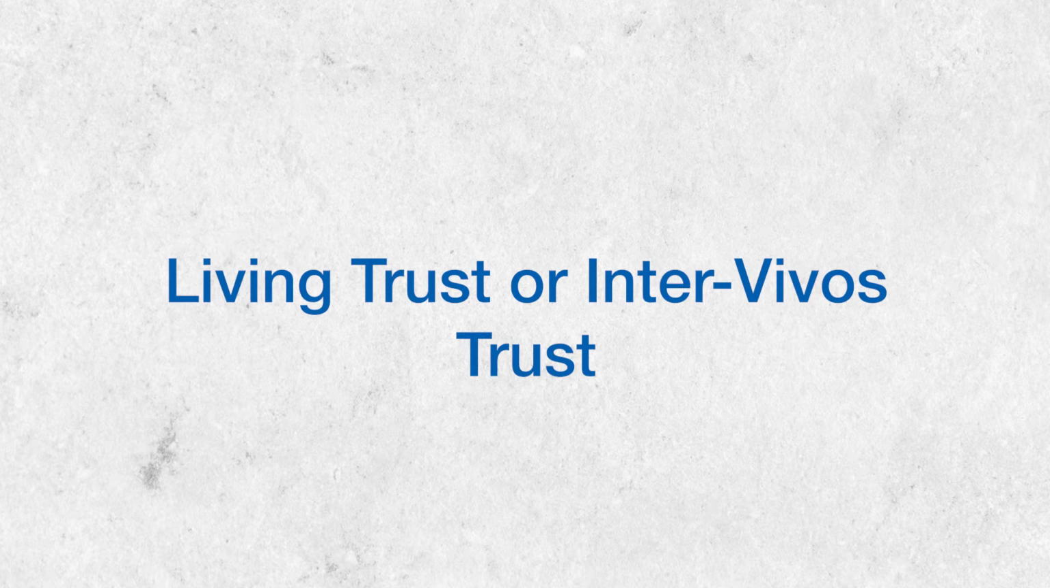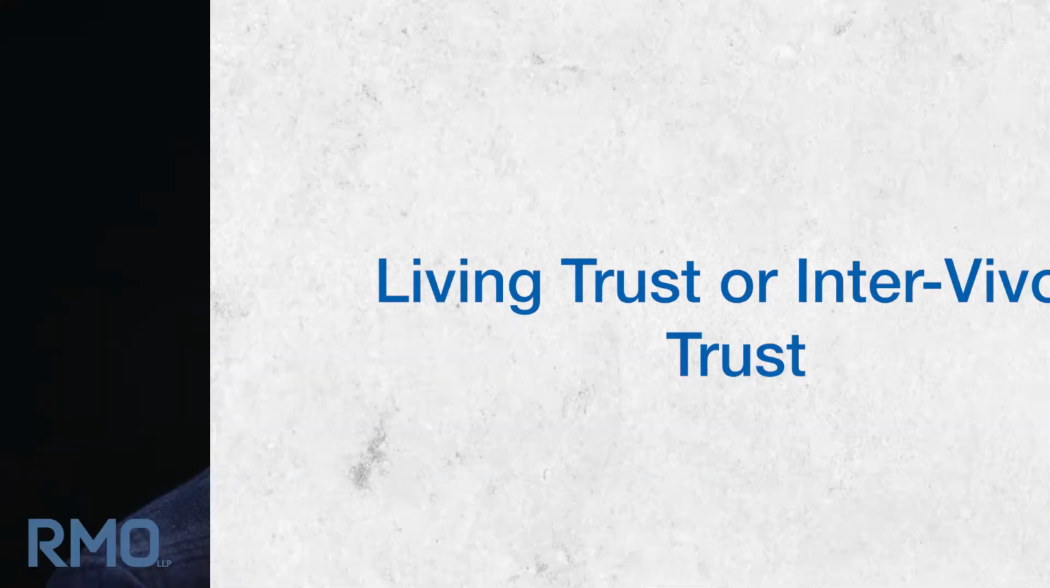Living trusts or inter vivos trusts. Living trusts are established while the grantor is alive and generally remain revocable while the grantor is still living. Grantors usually can change those trusts at any time or revoke them entirely. Upon their death or incapacity, that revocable trust is going to become irrevocable.